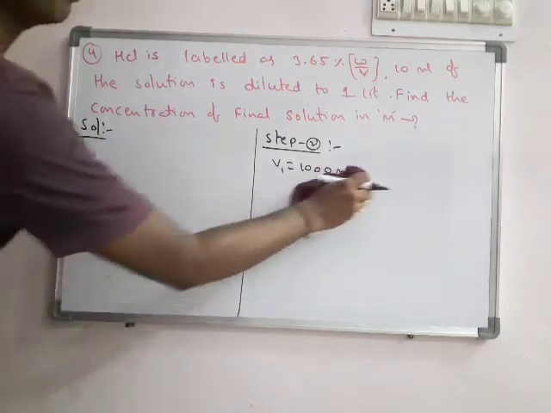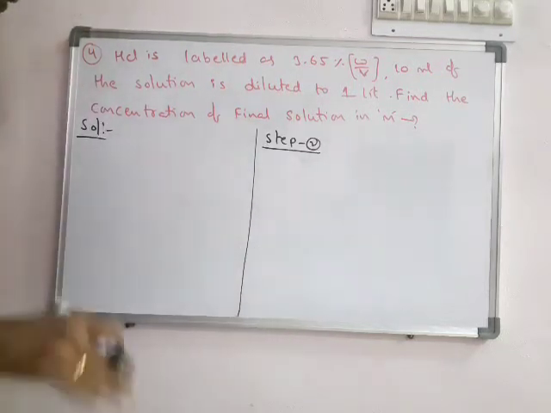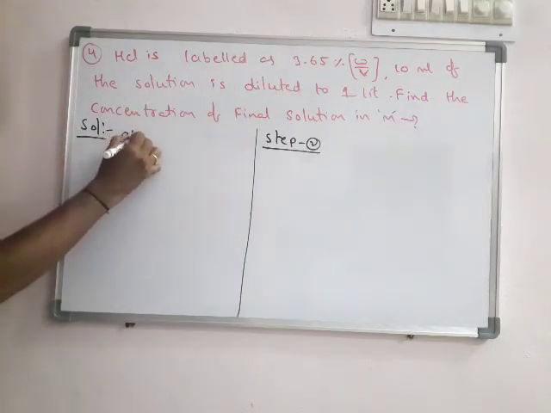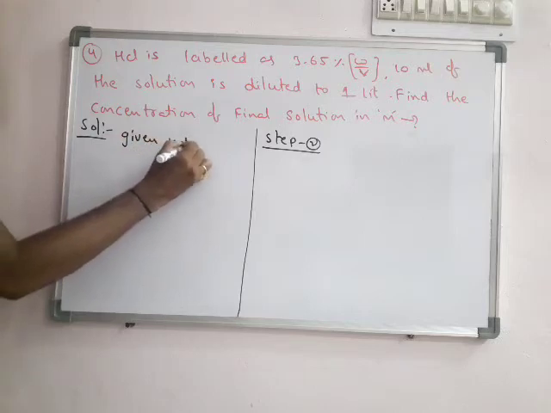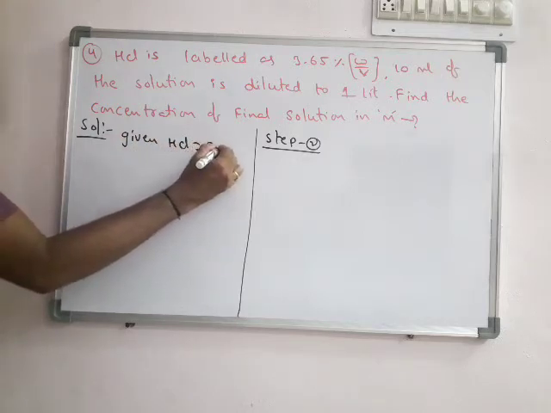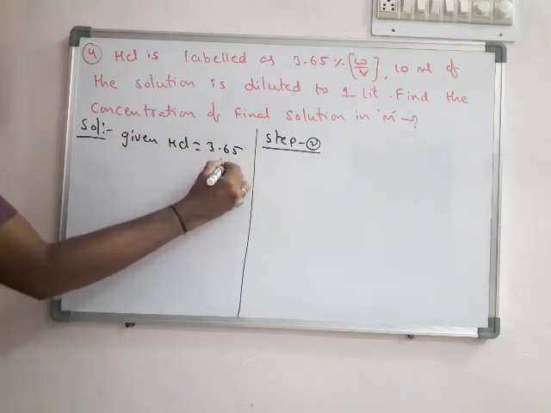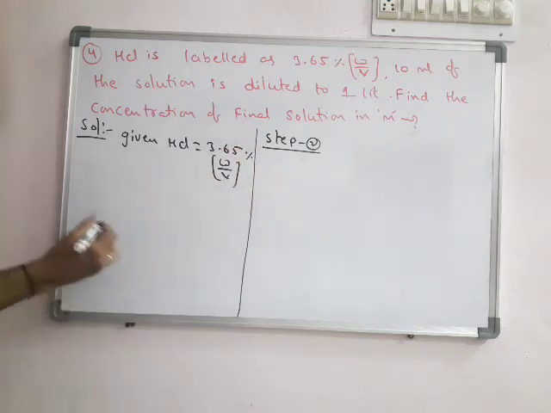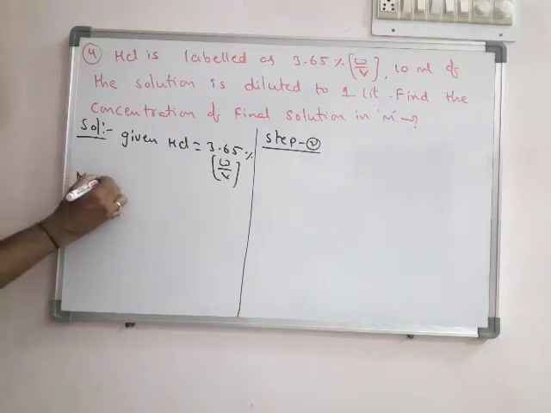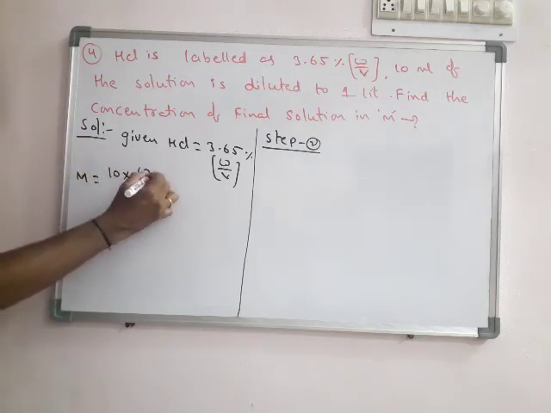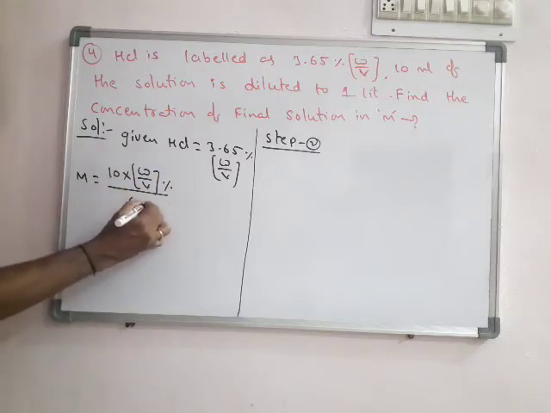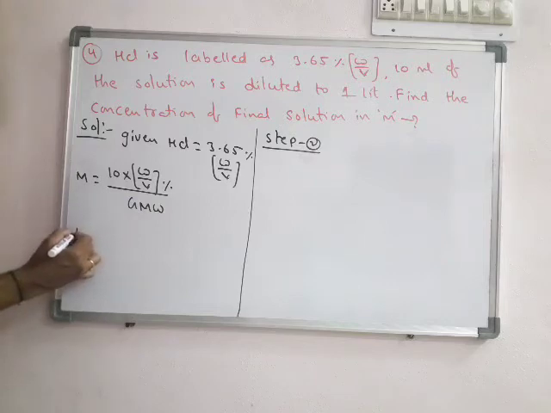Okay, first we complete step 1. So what is the label? The given HCl is 3.65 weight by volume percentage. So what is the formula? Molarity equals 10 into weight by volume percentage by gram molecular weight. So what is the molarity?